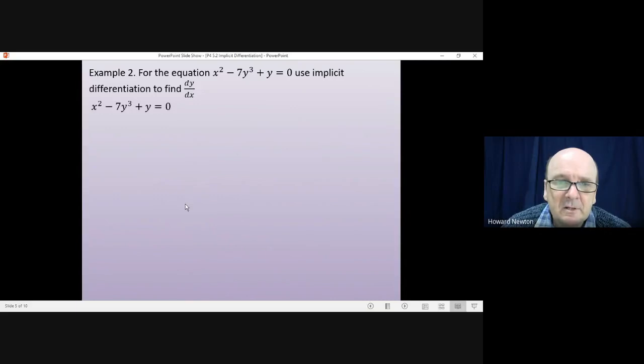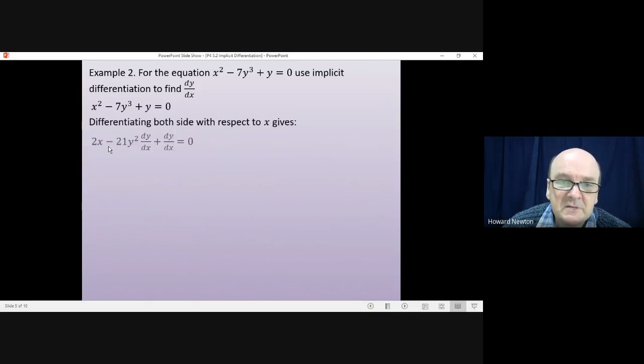Okay, let's have a look. So that's the equation. Differentiating x squared with respect to x just gives us 2x. Now, differentiating the minus 7y cubed, we're using the chain rule. So first of all, you're going to have to differentiate the power of 3. So you get 3 times the minus 7 is minus 21. The power goes down by 2, so we've got y squared. And then we have to differentiate the y. And differentiating y gives us dy by dx.